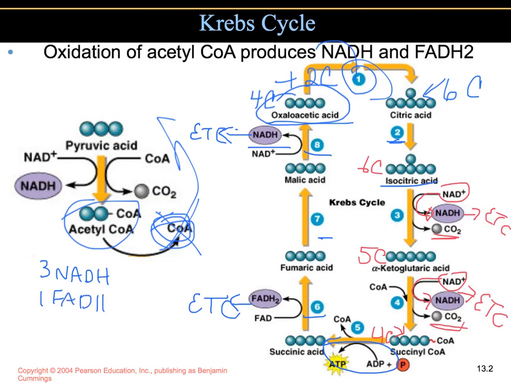But remember that there are 2 pyruvates coming in, 2 of these. So everything needs to be multiplied by 2. So it's really 6 NADHs and 2 FADHs made in the Krebs cycle.